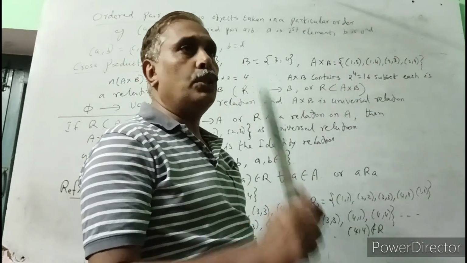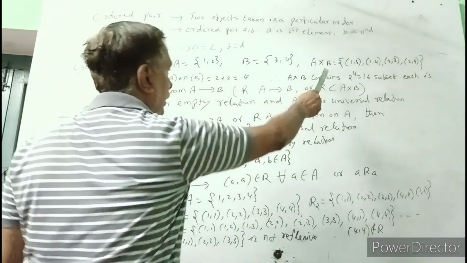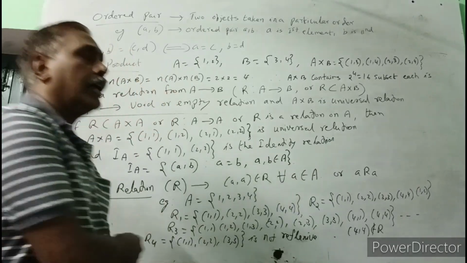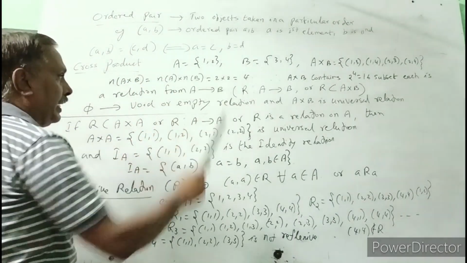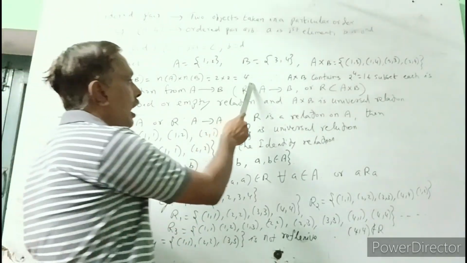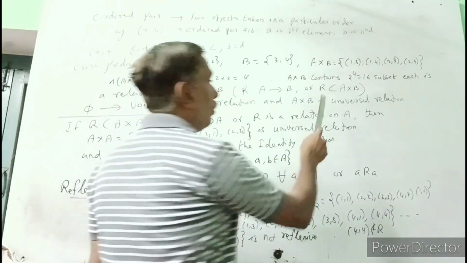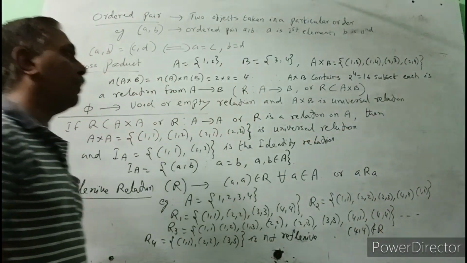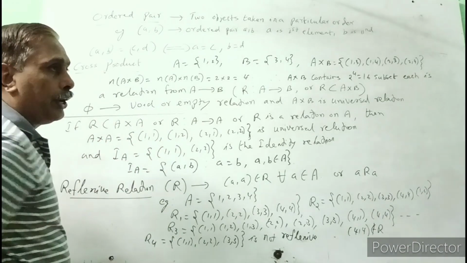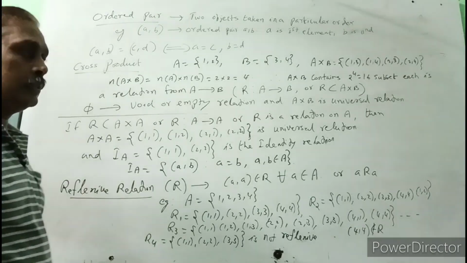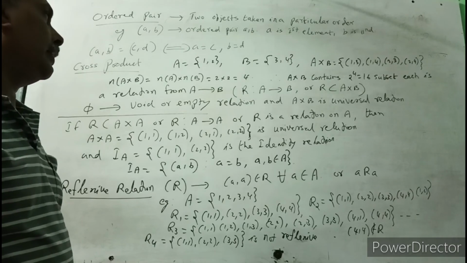That is 2 raised to the number of elements in A cross B, which is 16 subsets. And each of those subsets is called a relation. Each of those 16 subsets you can write, which you learned last year. Each of that is a relation from A to B. Or we write R: A arrow B, means R is a relation from A to B. Or also we can write R is a subset of A cross B. Phi is called the void or empty set, that also is the empty relation, and A cross B is the universal relation. That much you studied in 11th standard.